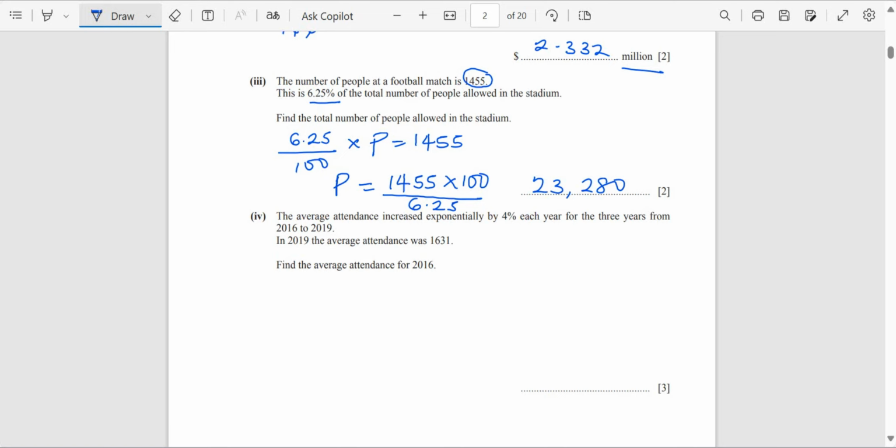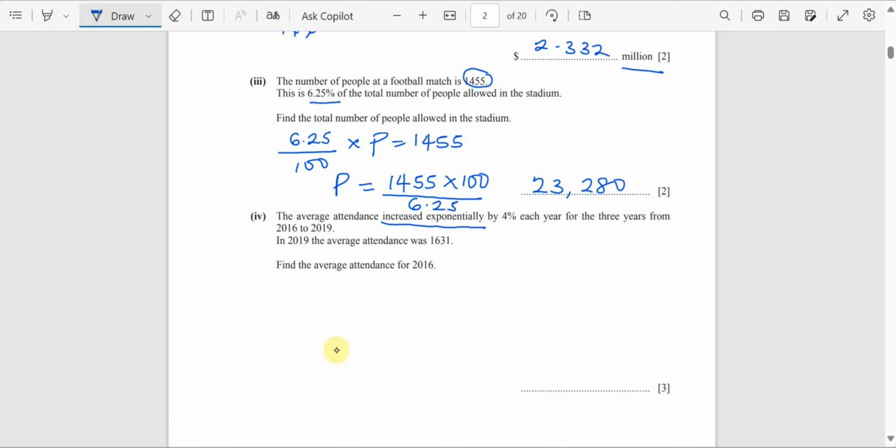We'll move to the next question. The average attendance increased exponentially. Take note of that. Increased exponentially by 4% each year for the 3 years from 2016 to 2019. In 2019, the average attendance was 1,631. Find the average attendance for 2016.